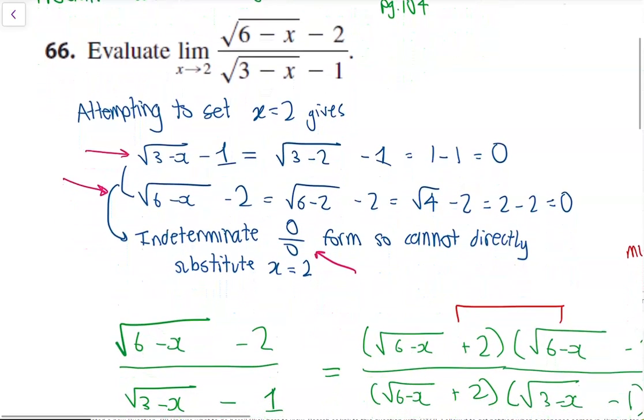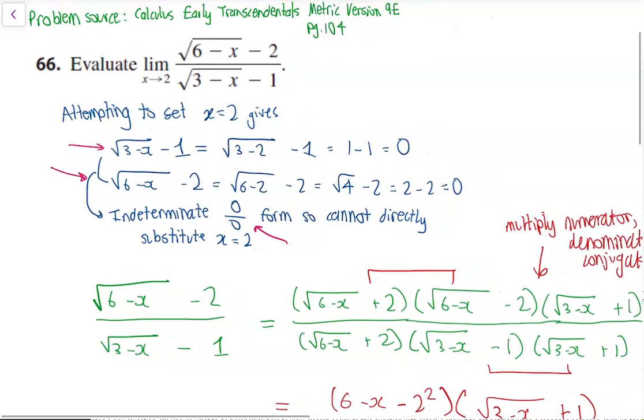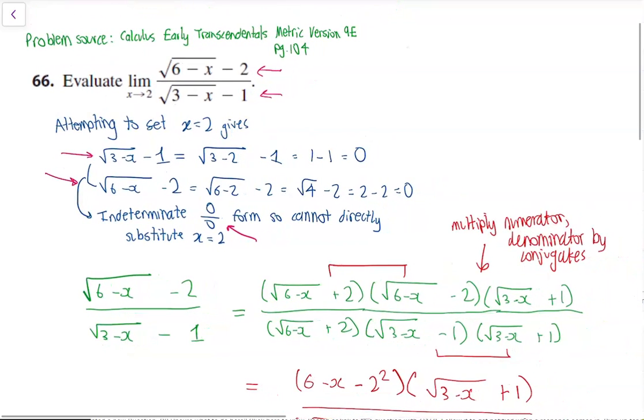What we could try instead is to see what happens if we multiply by the conjugates of these square root expressions. So for both the numerator and denominator, we multiply by square root of 6 minus x plus 2 instead of a minus 2, and we do the same on the denominator. And also we can multiply the numerator and denominator by square root of 3 minus x plus 1, and square root of 3 minus x plus 1 on the denominator as well.